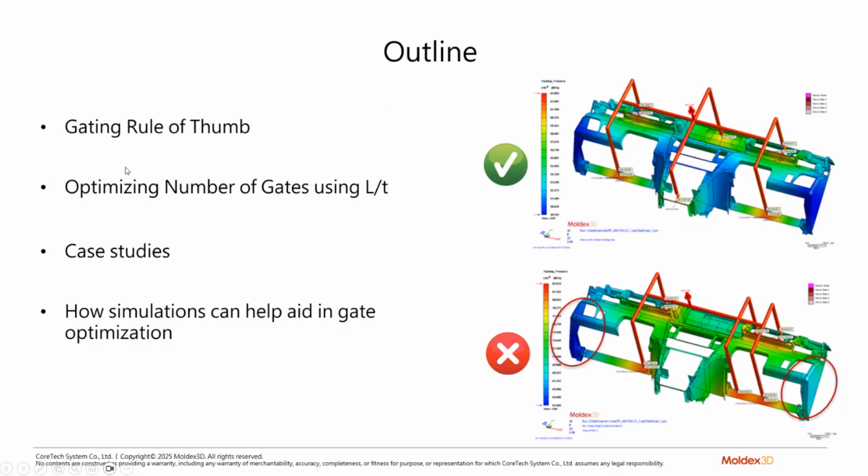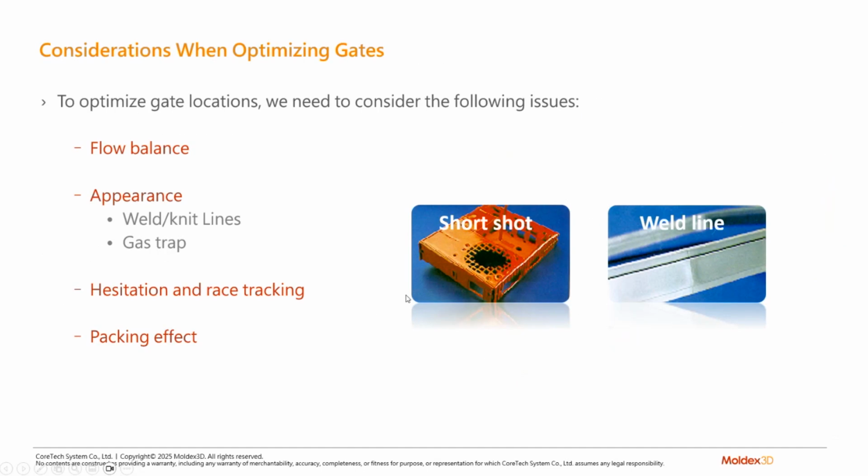All right, so the outline for this session, we'll look at some rules of thumb as far as gating is concerned. We're going to look at something called the flow length ratio for optimizing the number of gates, as well as the gating locations. The L/T is extremely important and something that we use as quite an efficient tool in Moldex. We'll look at some case studies, and then finally wrap things up with how simulations can help aid in guiding your gate optimization in the future.